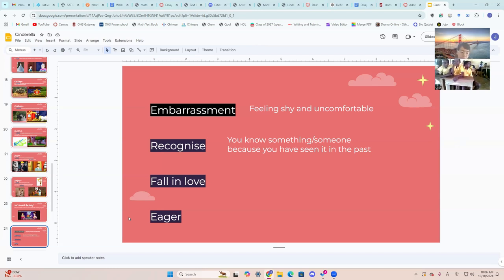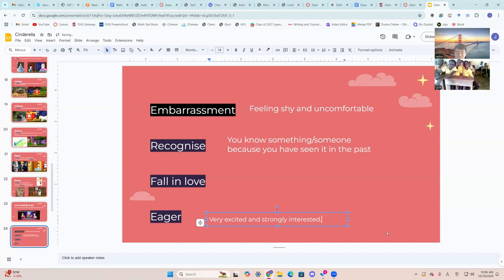For example, if you like playing football, you can say, I'm eager to play football. So I really want to play football and I really like it. So I'm very excited to play it. So that is the word. So eager means very excited and strongly interested. So you are very interested in doing something.